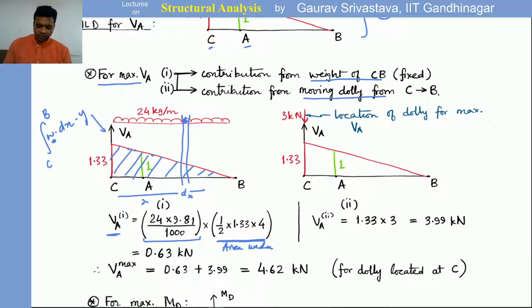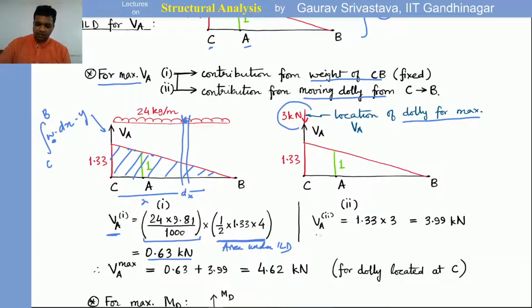Okay, and so this 0.63 is the first contribution. For the second contribution, we would like to place the 3 kilonewton force at a location where it gives the maximum vertical reaction, right? So that is what we were interested in. So we will put the dolly at point C because that is where the maximum ordinate occurs, right?